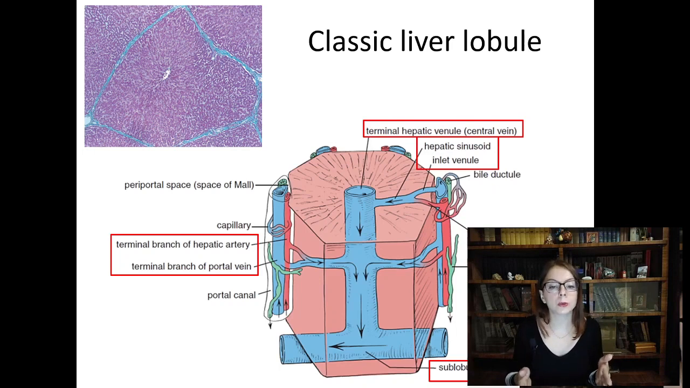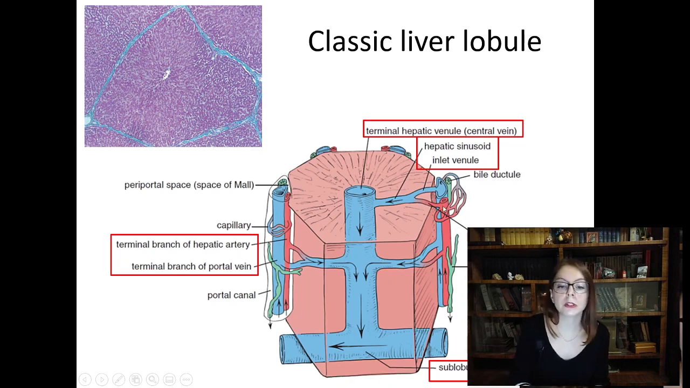Let's investigate how it is organized. The architecture, the backbone of the lobule, is built of vessels. At the periphery of the lobule, we can find so-called triads. Triads, this is the combination of three: the interlobular artery, the interlobular venule, and also the bile duct. If to be exact, there is also a lymphatic capillary present. So triads is not a very correct name for those structures, but it was accepted and used for many years, so now it is also widely used.